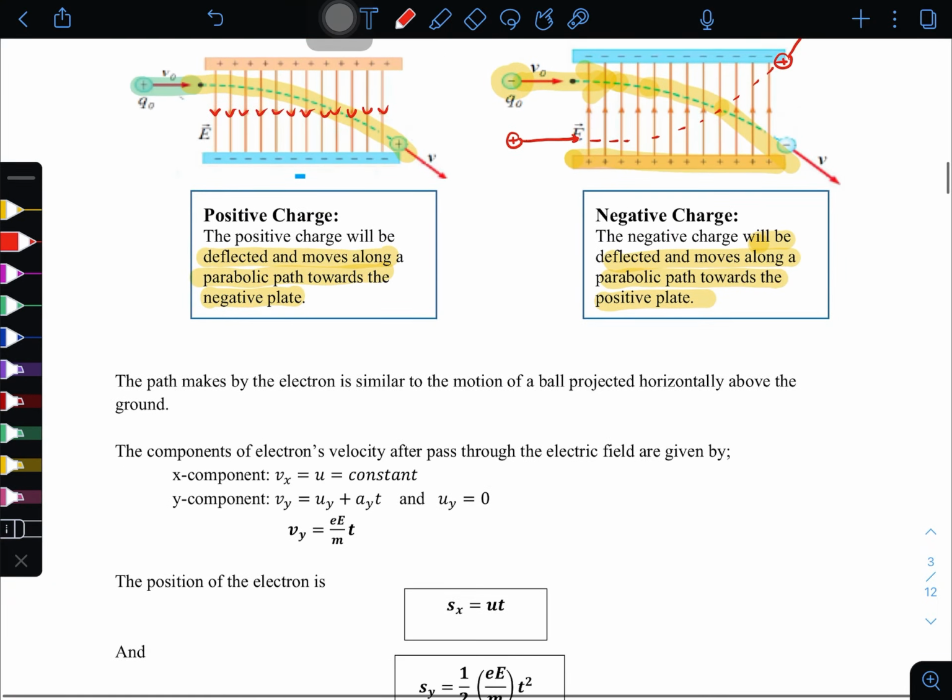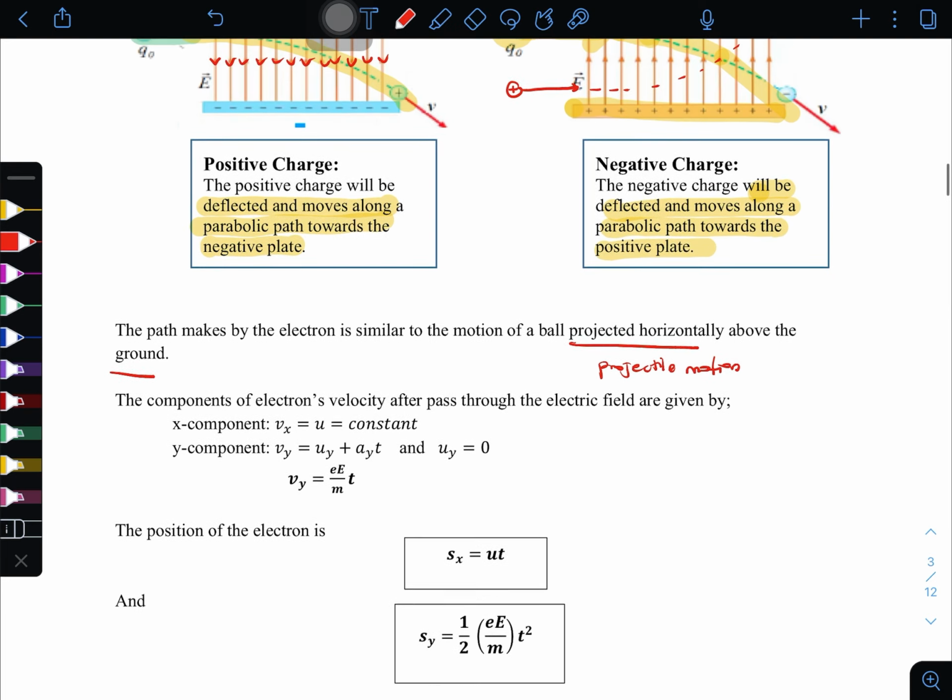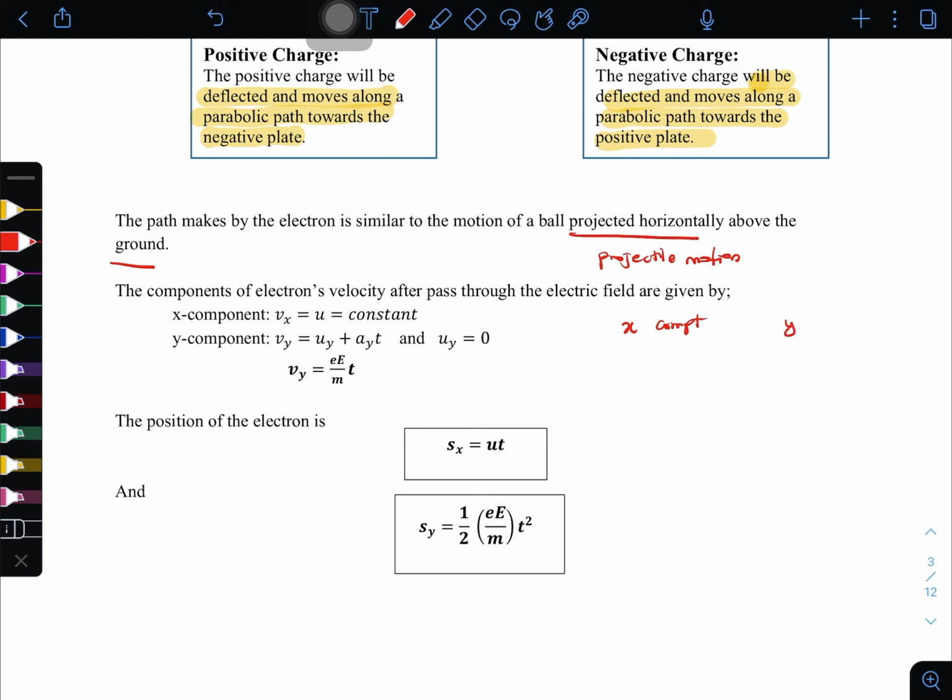Okay. Okay, the path made by the electron is similar to the motion of ball in a projected horizontally above the ground. So macam chapter 2 semester 1 which is projectile motion. So projectile motion, so if you still remember, the component of electron velocity after pass through the electric field are given by, okay, so bila dia bergerak, dia akan ada x component and y component. Okay, so dia akan ada x component and y component. Okay. So, untuk ini, kalau projectile motion, kita tahu kita akan ada x component and y component.